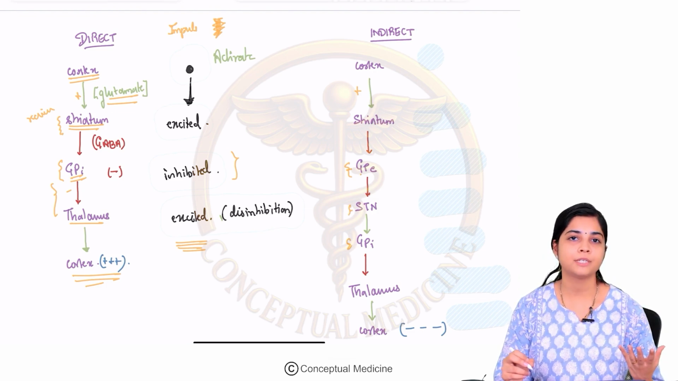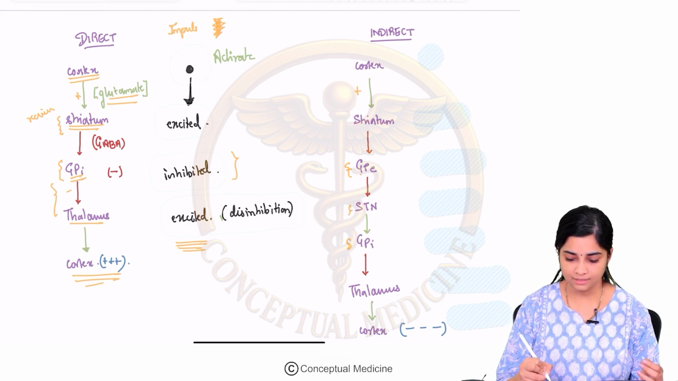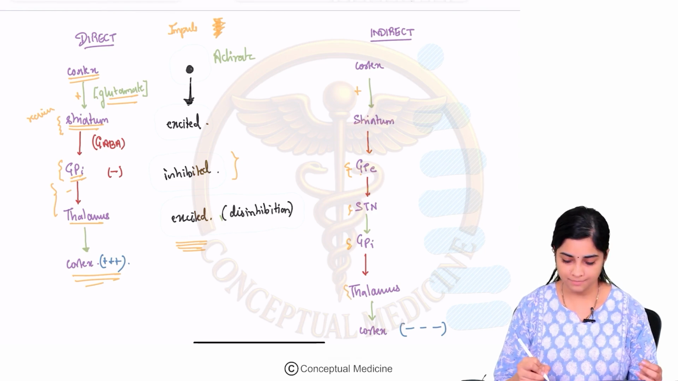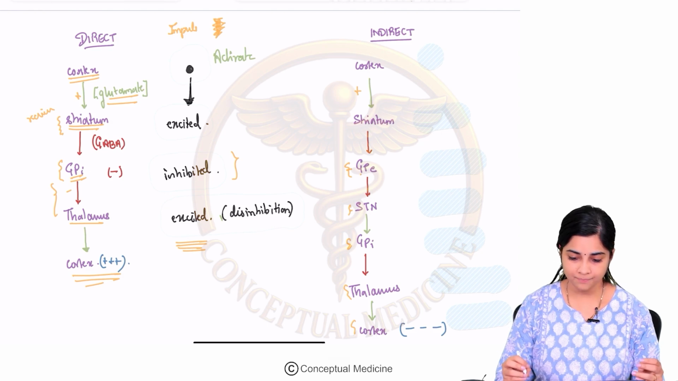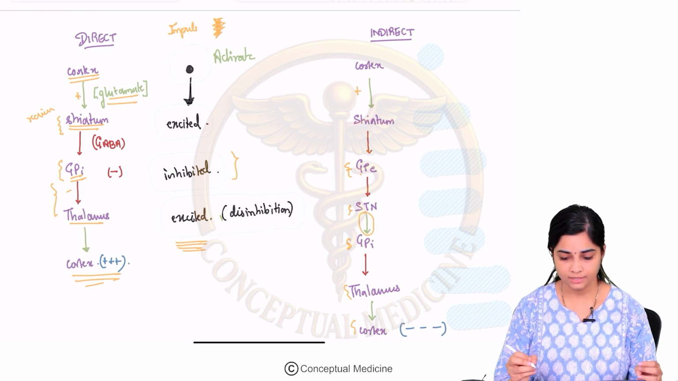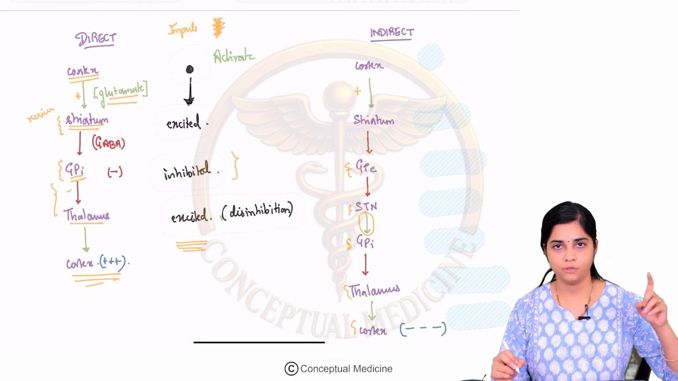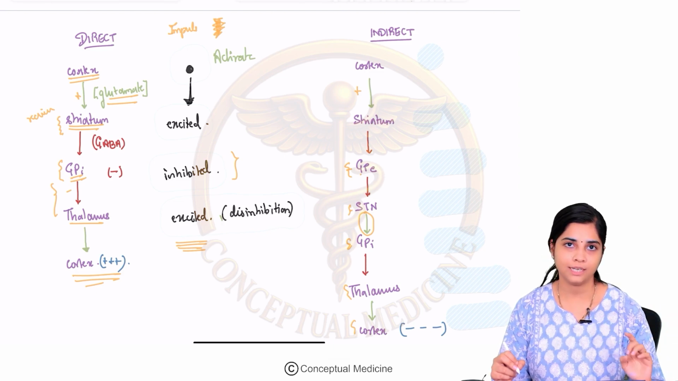Again, the output from globus pallidus interna will be inhibitory, right? All intrinsic pathways are inhibitory. So, globus pallidus interna is again inhibiting your thalamus, which is going to stimulate your cortex. Okay, so it's very, very clear. So, the odd point that you have to see, which we have already discussed, is the detour that it is taking from globus pallidus externa to subthalamic nucleus to globus pallidus interna to the thalamus.